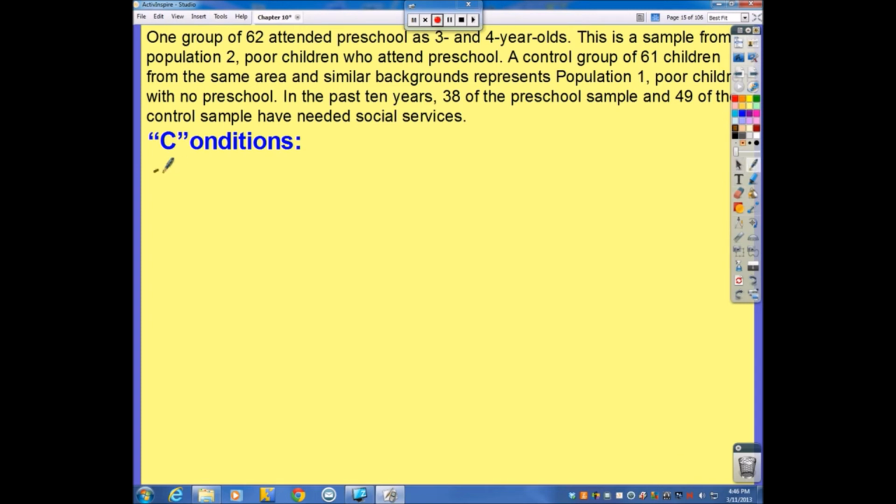Number one, the random condition. Are we dealing with random samples or random treatments here? Nowhere in this problem does it mention that these 62 or 61 children are randomly selected, and it wasn't said that they were randomly put into preschool or not in preschool. So the main thing we're going to have to write here is sample or samples not known to be random.